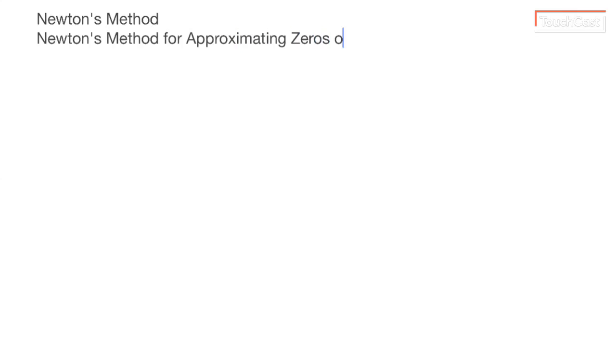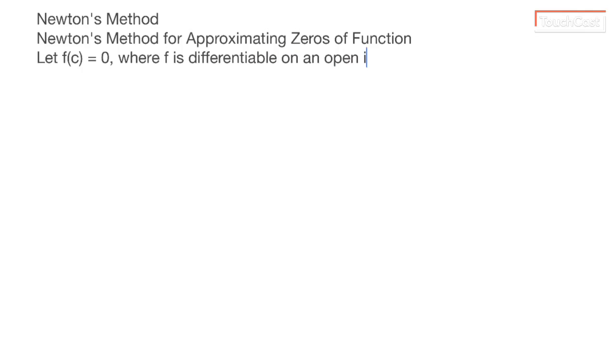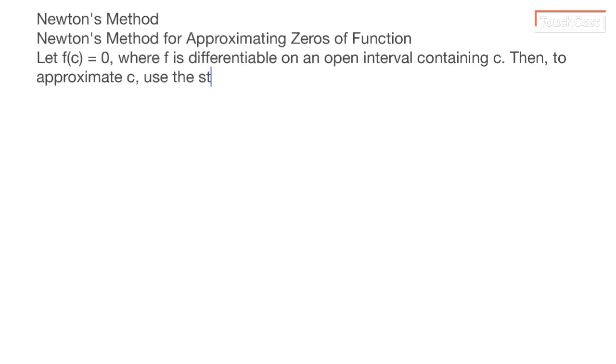zeros of a function, and zeros are just another word for the x-intercepts, we can let f of c equal 0, where f is differentiable on an open interval containing c. Then we can also say, to approximate c, we can use the following steps. And I'll show you how we get some of this as well.